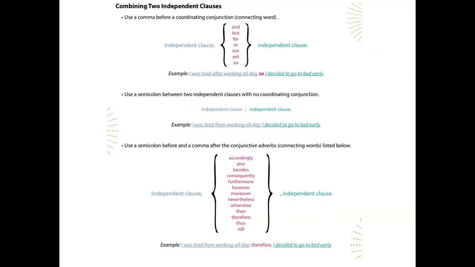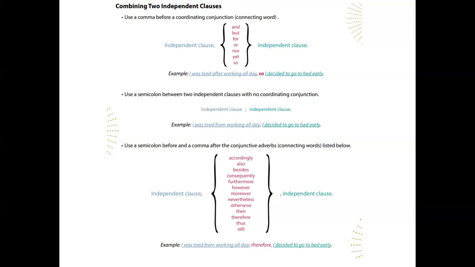First, can we combine two independent clauses? Yes, we can. Just like what we discussed earlier, we can combine two related independent clauses using a semicolon. I also mentioned earlier that we can use a comma in combining two independent clauses, but it really differs on what we do. So there are three ways to combine two independent clauses.